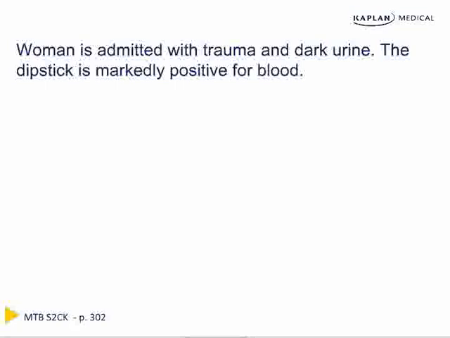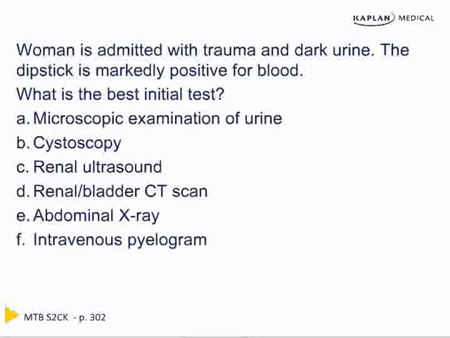Okay, let's take a look at another clinical vignette. Here we have a woman who's admitted with trauma and dark urine. The dipstick is markedly positive for blood. The question is, what is the best initial test? Our answer choices are microscopic examination of the urine, cystoscopy, renal ultrasound, renal bladder CT scan, abdominal X-ray, or intravenous pyelogram. So what's the right answer?